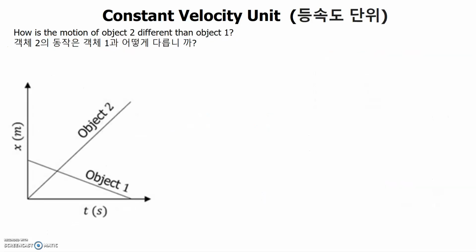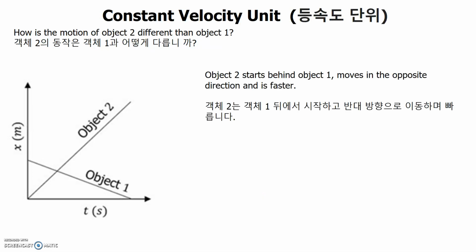You need to be able to describe how motion is different for two different objects. So here's a position time graph for object 1 and object 2. How are their motions different? Well, object 2 starts behind object 1. It moves in the opposite direction, and it's faster.